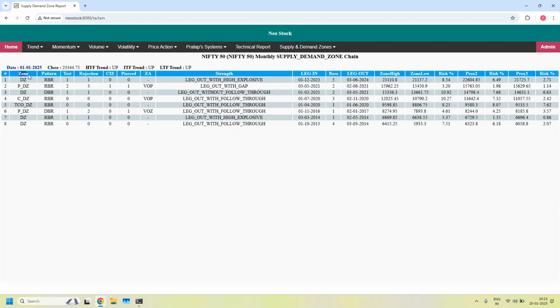Always look into the zone column to find the high liquidity zones. Look into the pierced column to find any pierced zones. Always look into the LTF trend to find the trend of the current time frame you have selected. Apply the same rules for the remaining reports.